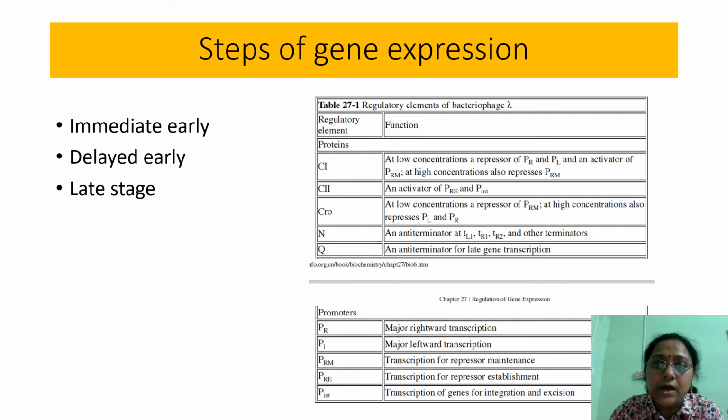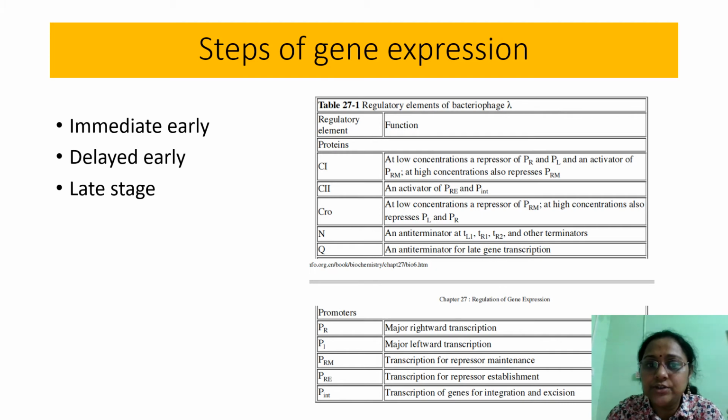Now see, among these five regulatory proteins, N and Q are anti-terminators. That means they can inhibit termination. That's why they are called anti-terminators: they can pass through the termination signals, or we can say they help the polymerase pass through the termination signals.